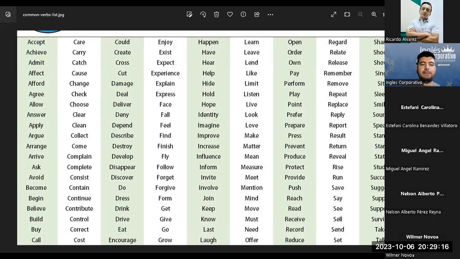Ahí les envié un ejemplo. He crosses, she does. Repito de nuevo, busquen acá algunos verbos que terminen en H, en X, en S o en O. También pueden ser verbos que terminen en Y. Ok, les doy un par de segundos.